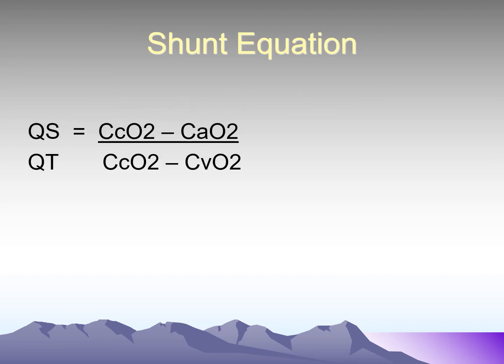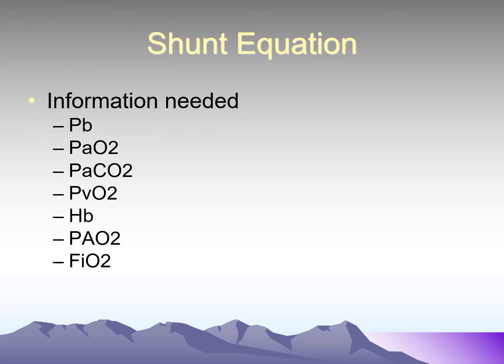All right, looking at the shunt equation, how we calculate this out. So this is basically the cardiac shunt. Your QS is your cardiac shunt divided by your QT, which is your total cardiac output. So the QS then is the cardiac output that is shunted, is kind of what you're looking at, divided by your total cardiac output. And this is how you would get it, looking at your CcO2 as your oxygen content of your capillary blood. So the things, this is part of your homework.